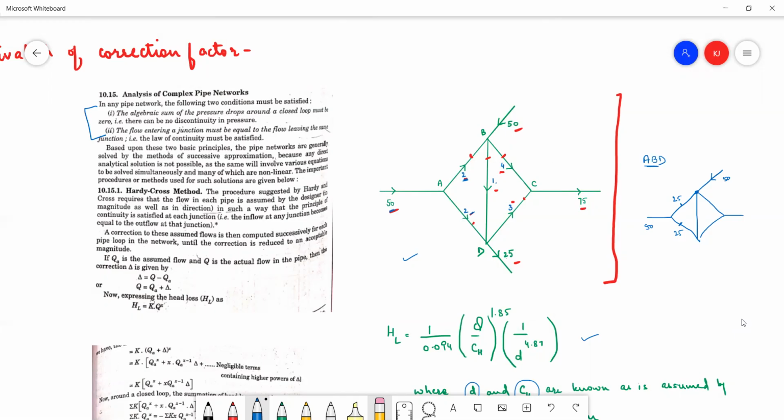The k given here is 1, the k given here is 4, and since k is the head loss coefficient, and the head loss coefficient is 4 over here, that means major head loss will occur over here.